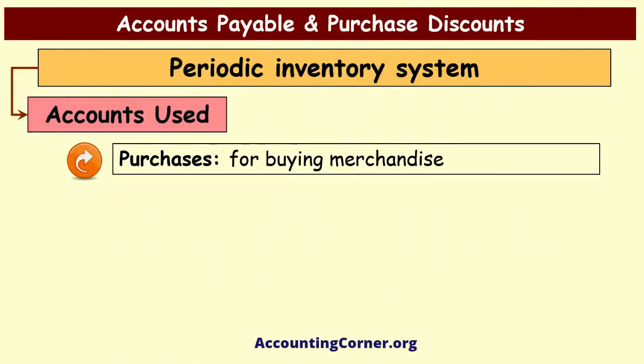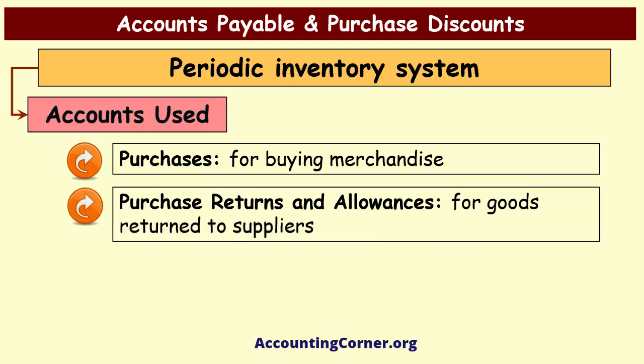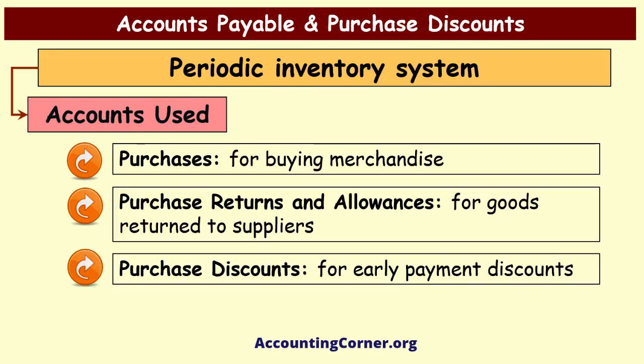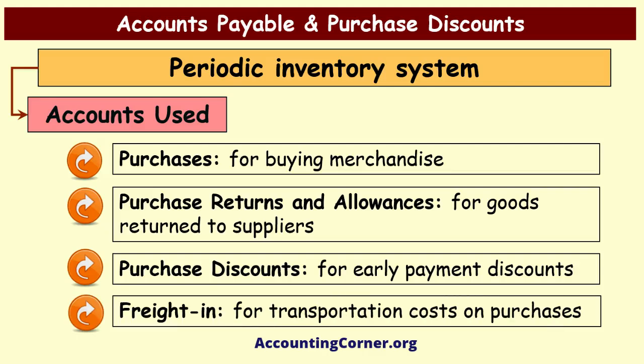The following accounts are used to record transactions. Purchases. This account is used to record buying of merchandise. Purchase returns and allowances account is used to record goods returned to suppliers. Purchase discounts account is used to record early payment discounts. Freight in account is used to record transportation costs on purchases.